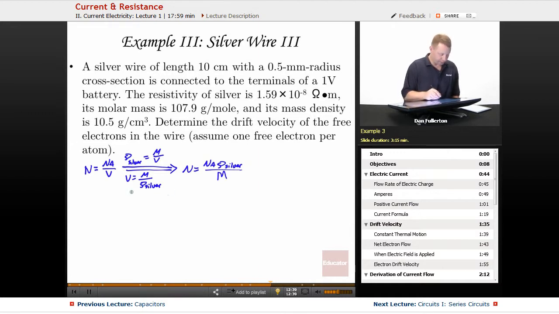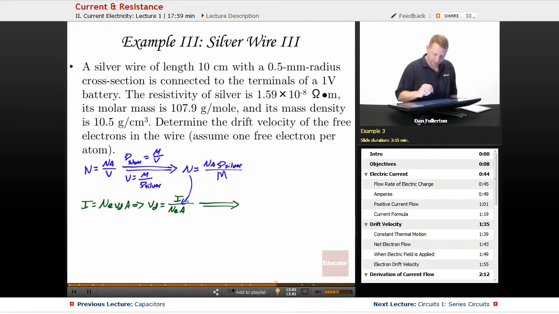All right, so then we can look at the current flow. I, we know, is N times the charge per carrier, V, drift velocity, A, and we want drift velocity, so VD, drift velocity, will be I divided by NEA. But we just found N up here, so we'll plug that in to determine that VD equals I M over NA rho silver EA.